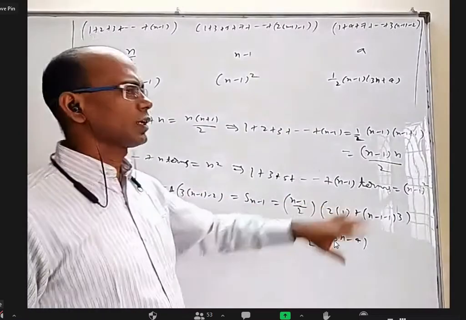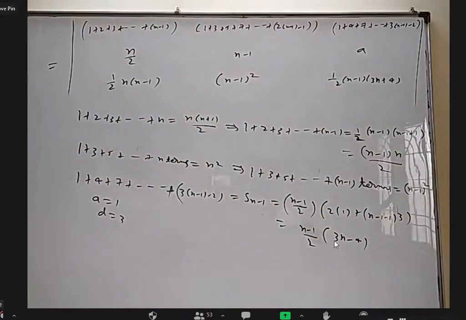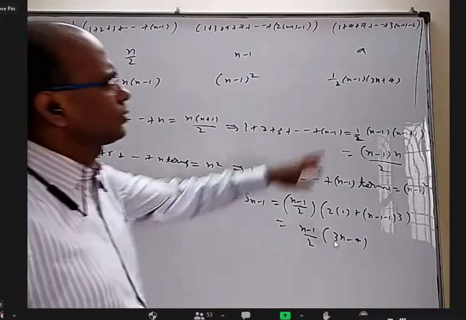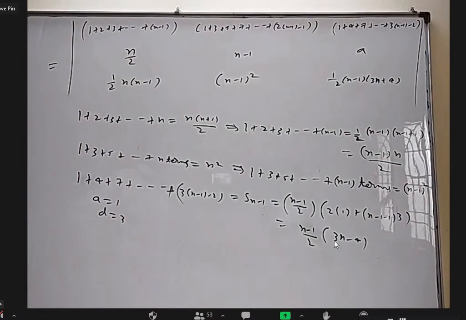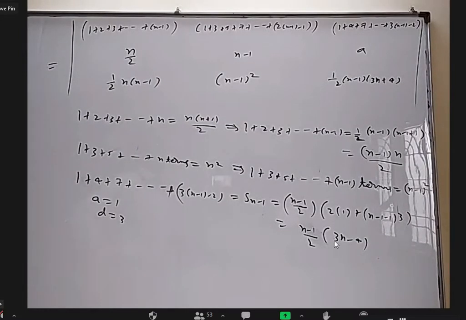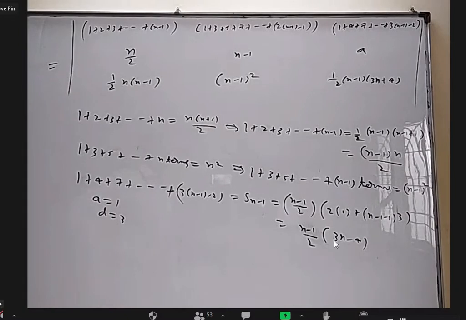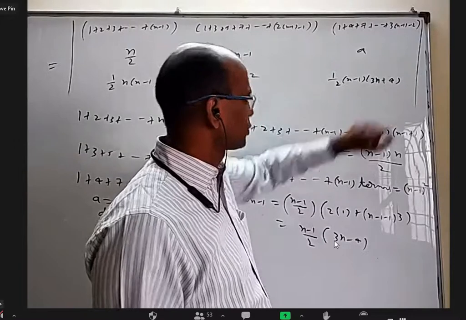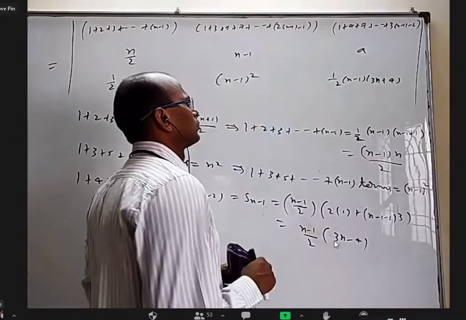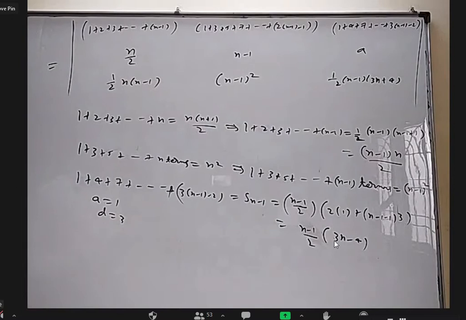n by 2 into 2a plus n minus 1 into d. This is n minus 1 minus 1. Let me check for n equal to 1, n equal to 2. Then this is 6 plus 4, 10 by 2, 5. n equal to 2 means something is wrong there. I think some typing mistake. Maybe it should be 3n minus 4, because it's up to n minus 1 terms. If I put n equal to 2, I should get answer 1.